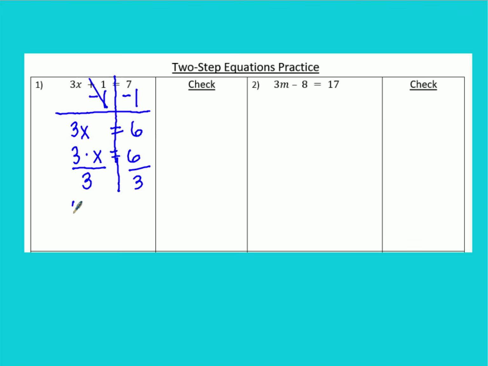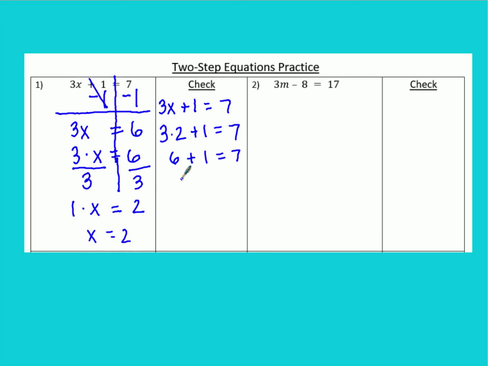3 divided by 3 is 1. So I'm left with 1 times x on the left side here. And on this side, I have 6 divided by 3, which is just 2. 1 times x is x, so x equals 2. But before I can circle to say this is true, I want to go back and check my work. My original equation was 3x plus 1 equals 7. I'm checking this for when x equals 2, so I have 3 times 2 plus 1 equals 7. Using GEMDAS, I do 3 times 2 is 6, plus 1 equals 7. 6 plus 1 is 7, and 7 does equal 7, so x equals 2 is correct.